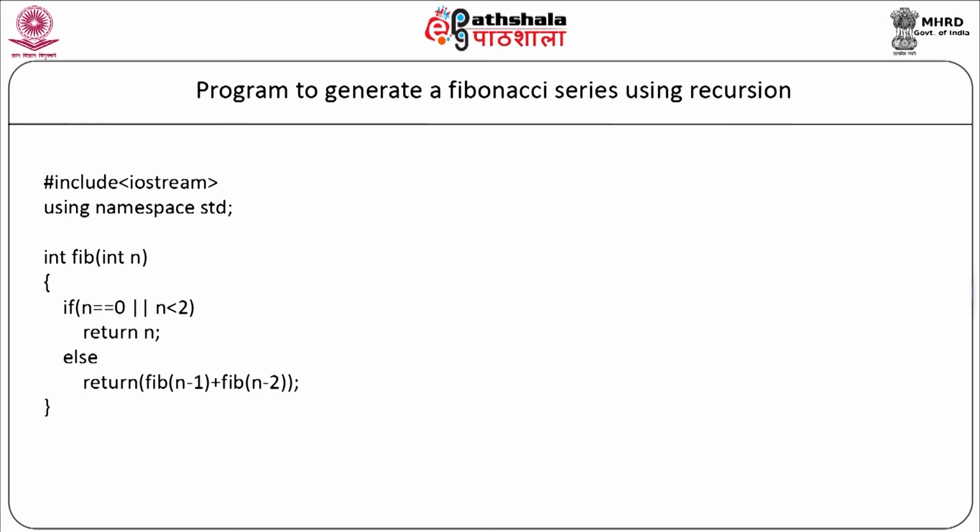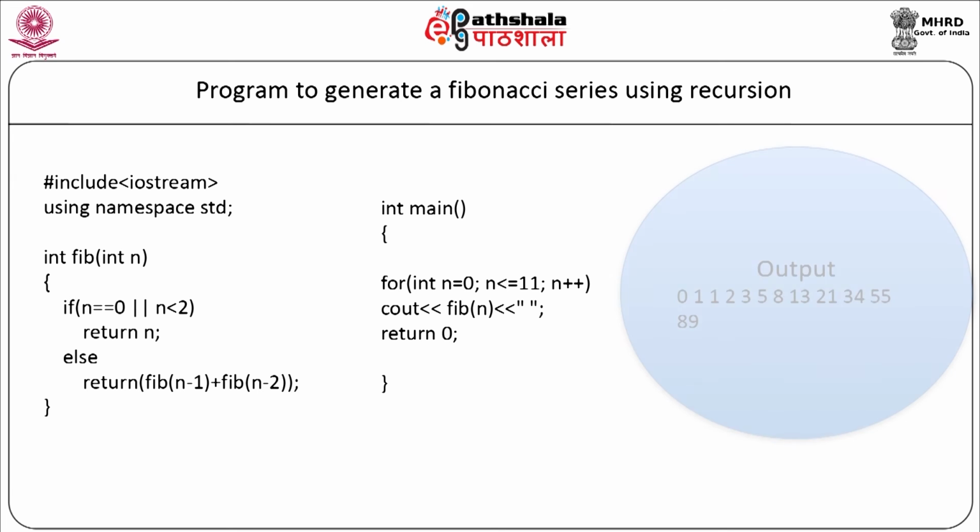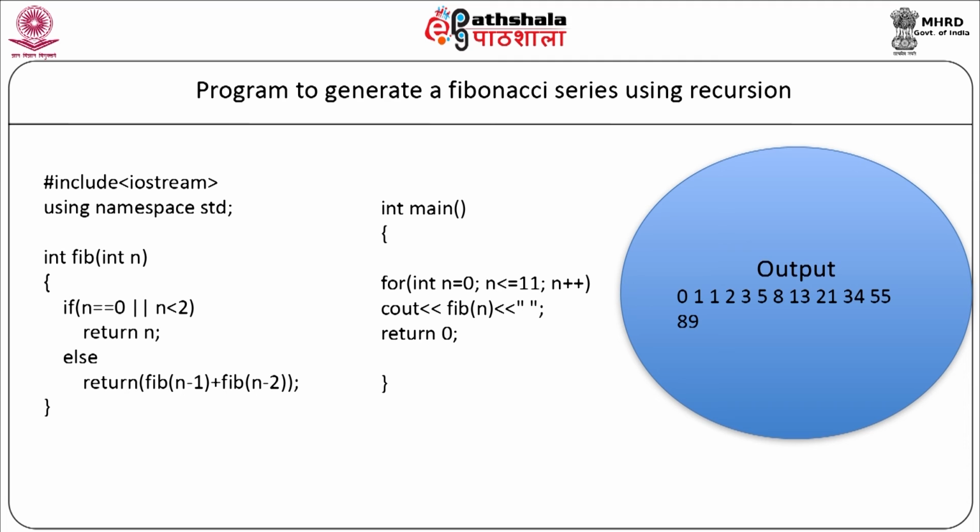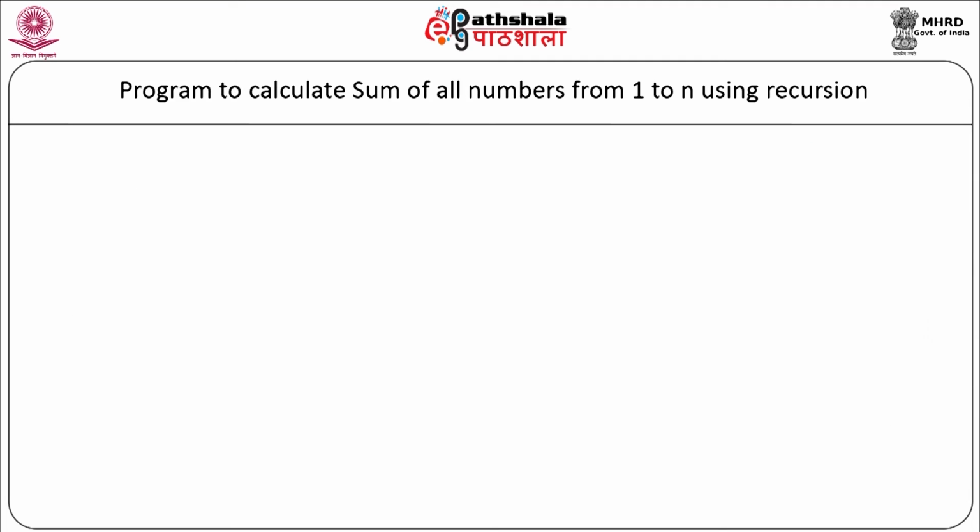We will start with the main program. int main, for int n = 0, n < 11, n++, cout fib(n), return 0. Now here it is going to print 11 terms of the Fibonacci series. Now when the above code is compiled and executed, the 11 terms of the Fibonacci series will be displayed on the screen as 0, 1, 1, 2, 3, 5, 8, 13, 21, 34, 55, 89.